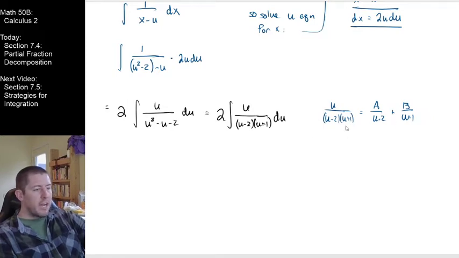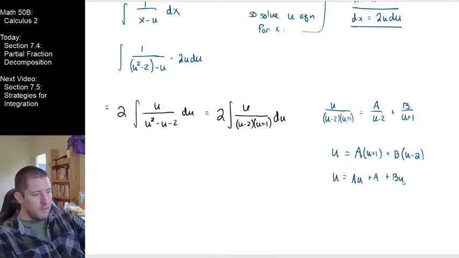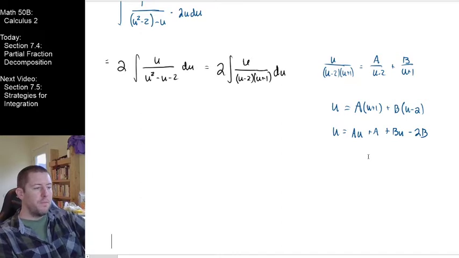I'm going to clear fractions by multiplying by the entire denominator on the left. A will cancel the u minus 2, but it'll keep the u plus 1. B will cancel the u plus 1, and it'll get hit with the u minus 2. I'm going to expand. I'm going to group by powers of u.